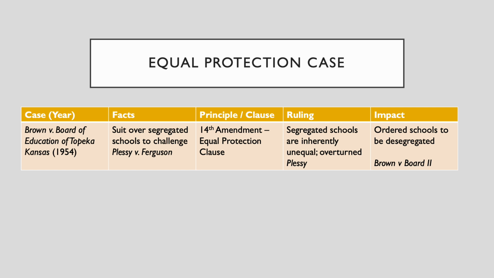School segregation, is it constitutional? The court said no, that segregated schools are inherently unequal. It overturned Plessy and ordered, at least with regard to public schools, that schools be desegregated, but this led to massive resistance in Brown versus Board 2 and a bunch of other case law about how you actually go about desegregating. The Equal Protection Clause is the key one here, that the segregated schools violated people's equal protection of the laws.